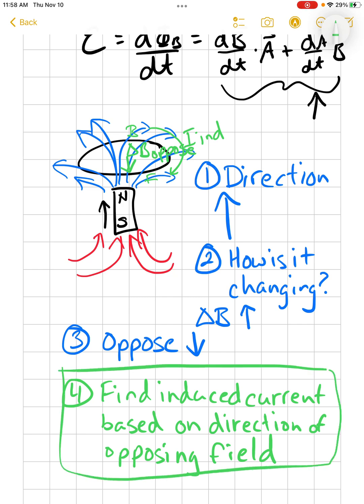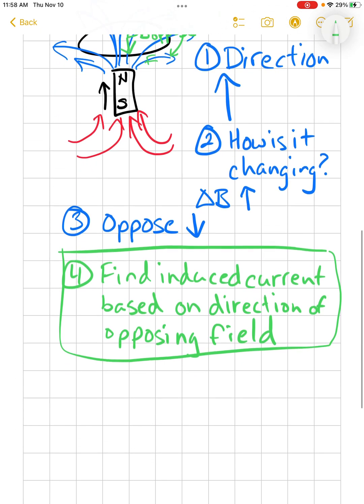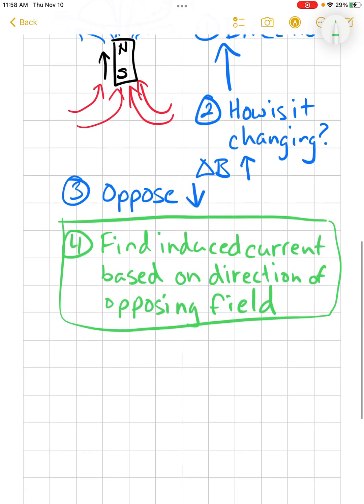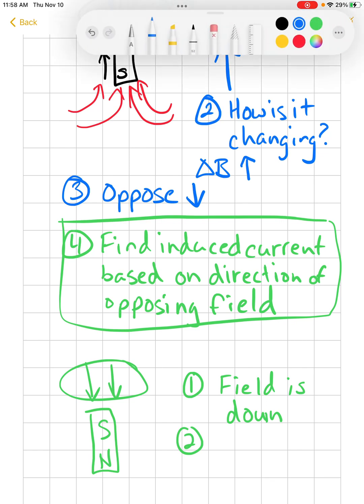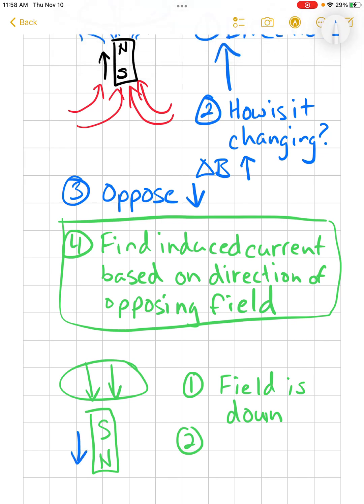Okay, we can do the same thing. Let's try imagining the opposite scenario. What if we have a ring, okay, and now we've got a south pole going into it, okay? The south pole is pointing down, right? So the first step is the field is pointing down. The second step is to figure out the direction of change. So if we've got this magnet, let's move it in the opposite direction as before. So it's pointing down, but we're moving away from the loop, so it's decreasing.